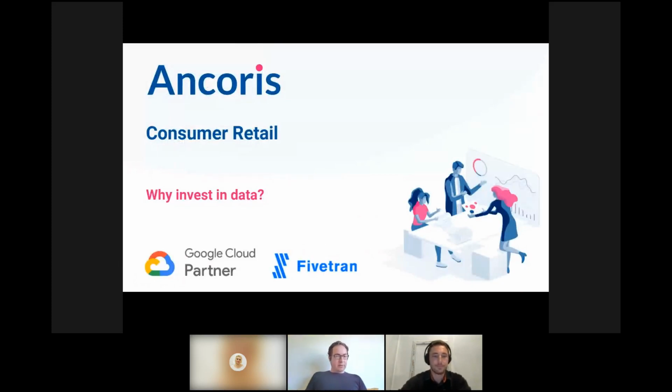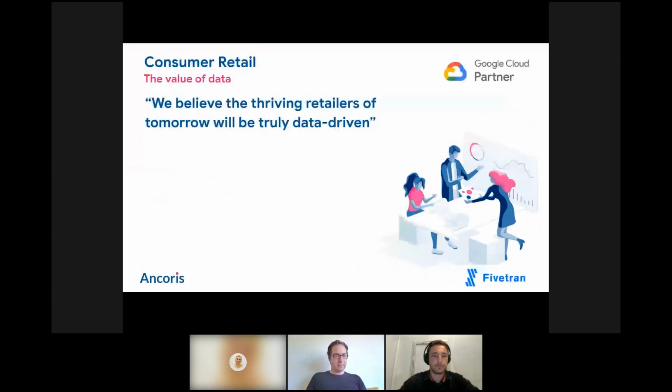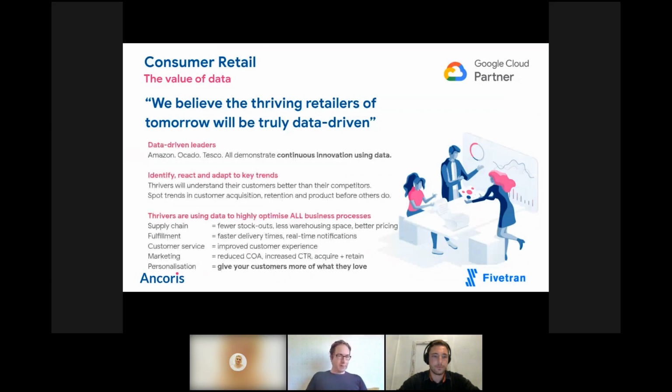Okay, so I'm going to spend a bit of time exploring retailers and why you should invest in data. At a high level, we believe that the thriving retailers of tomorrow will truly be data driven.